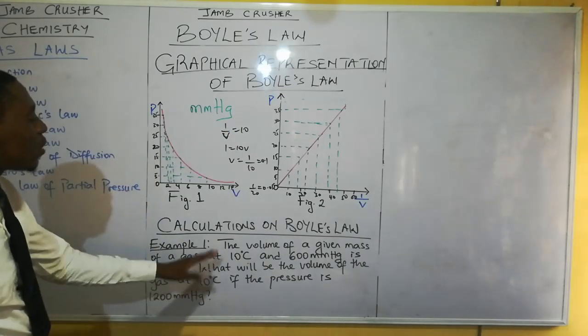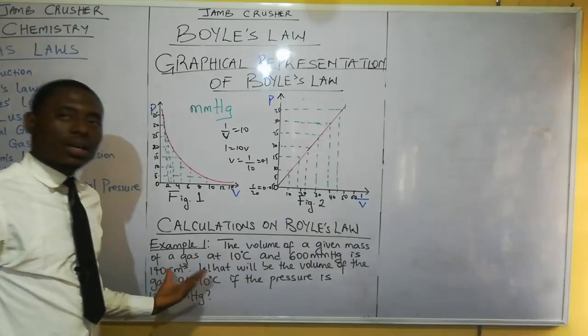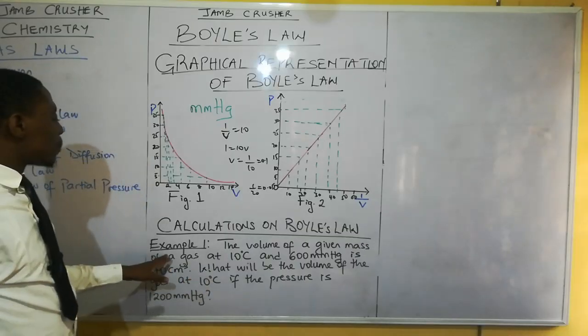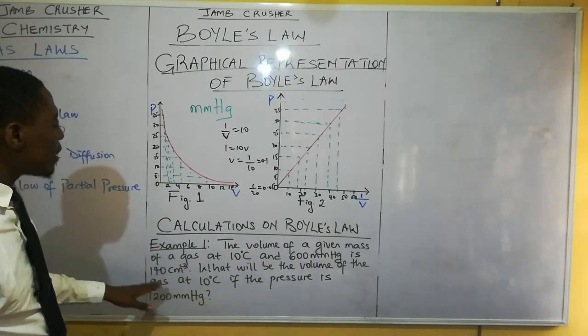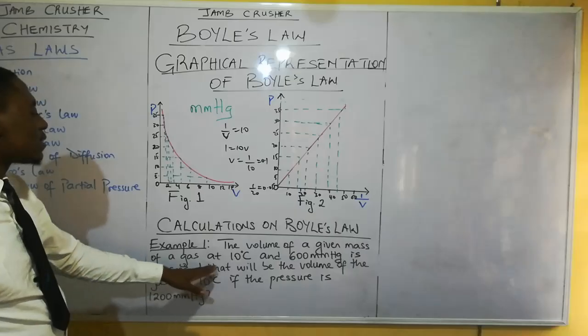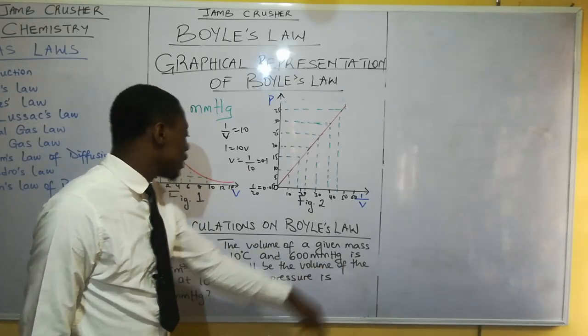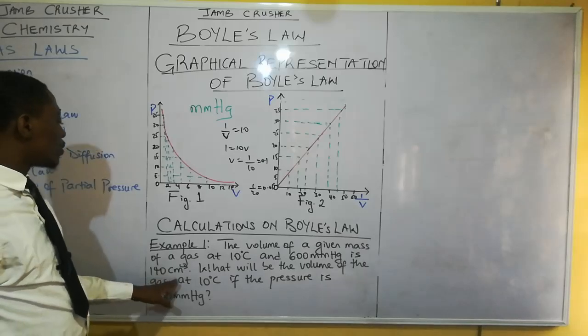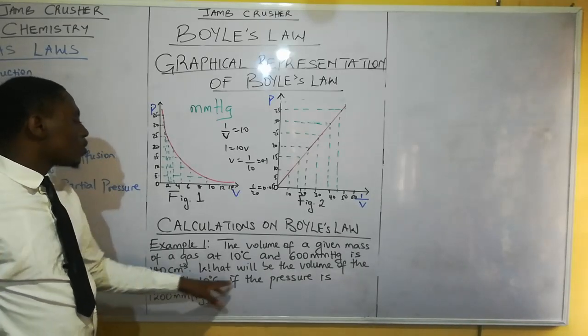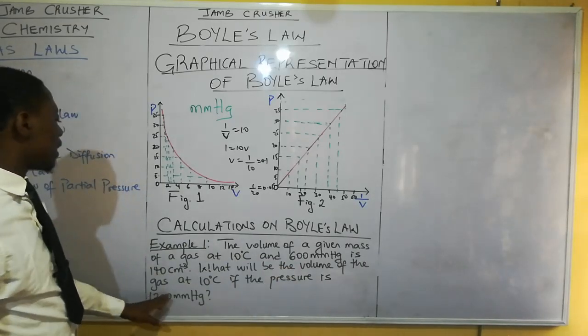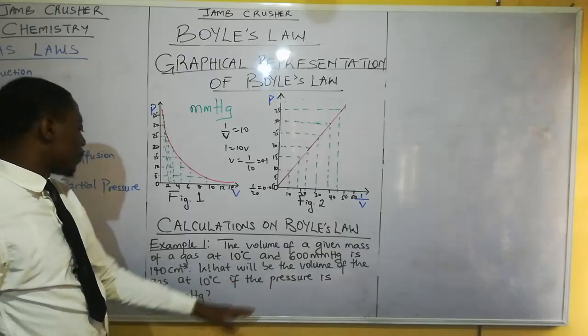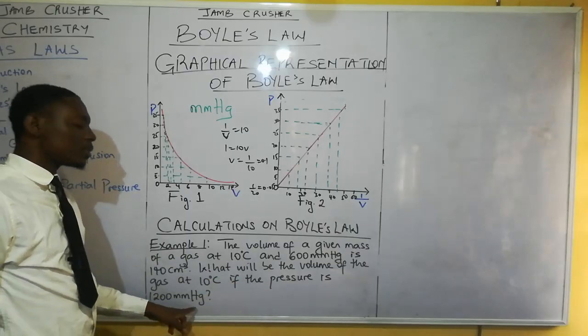Now let us look at calculations on Boyle's law. Let us look at this calculation together. Example 1 says, the volume of a given mass of a gas at 10 degrees Celsius and 600 millimeter of mercury is 140 centimeter cube. What will be the volume of the gas at 10 degrees Celsius if the pressure is 1200 millimeter of mercury?